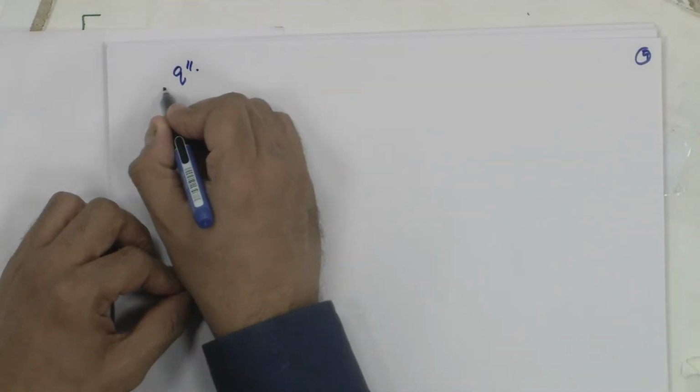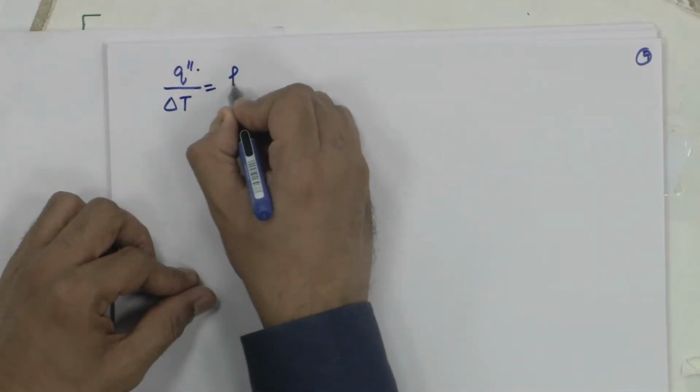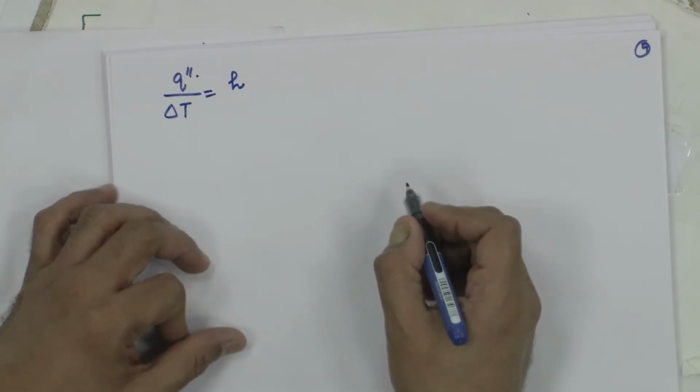We have to define our quantities now. So, the heat transfer coefficient we have seen is nothing but Q double prime divided by delta T, equal to the heat transfer coefficient. What is this heat transfer coefficient?